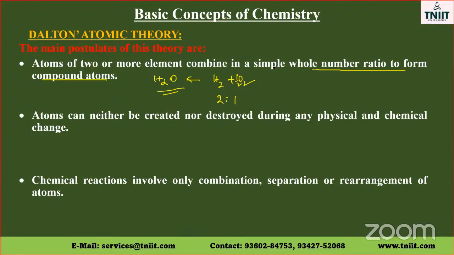Atoms can be neither created nor destroyed during any physical or chemical change. So the sixth is atoms can be neither created nor destroyed. Chemical reactions involve only combination, separation, rearrangement of atoms. What do you mean by chemical reaction according to Dalton? It is the combination of atoms, the separation of atoms, and or the rearrangement of atoms. These are the postulates of Dalton's theory.